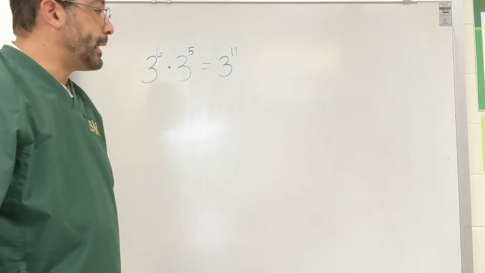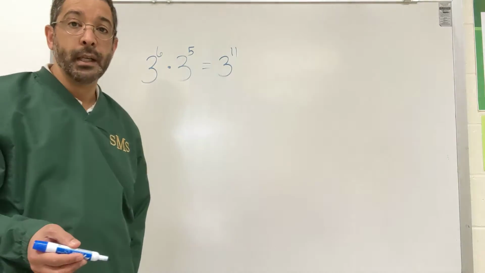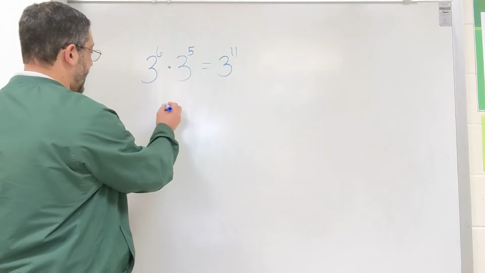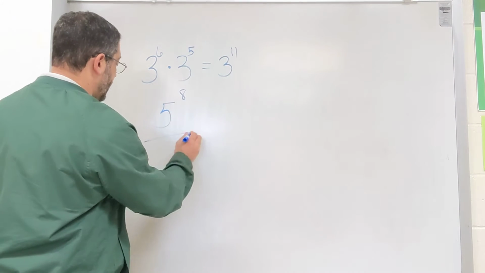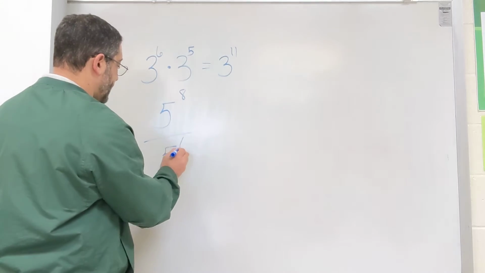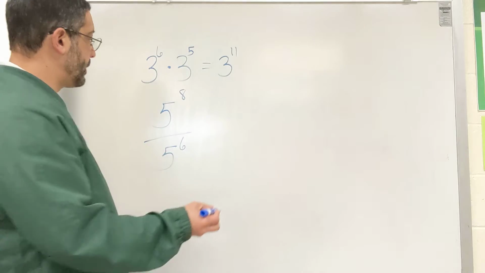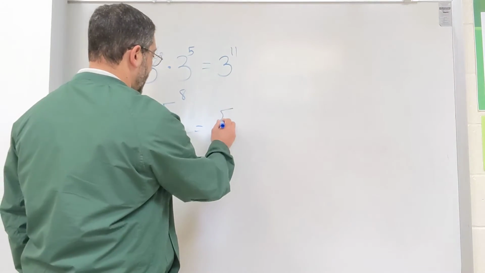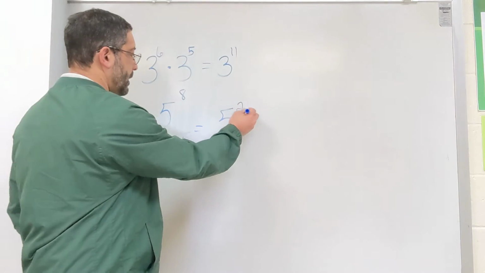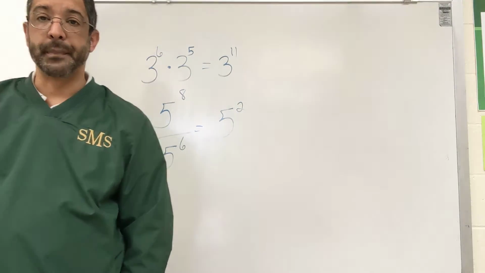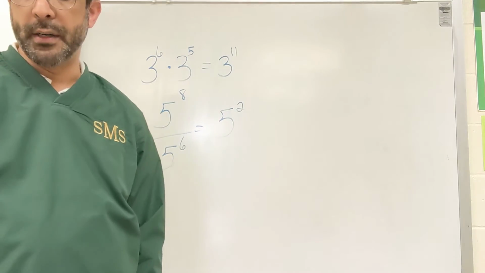Okay? Now, my next rule that I know is the quotient rule, which tells me if I have exponents with the same base, like 5 to the 8th divided by 5 to the 6th, that I simply keep the base and subtract my exponents. So 8 minus 6 gives me 5 to the 2nd power. All right? So these are the 2 rules that we already know and understand about exponents.